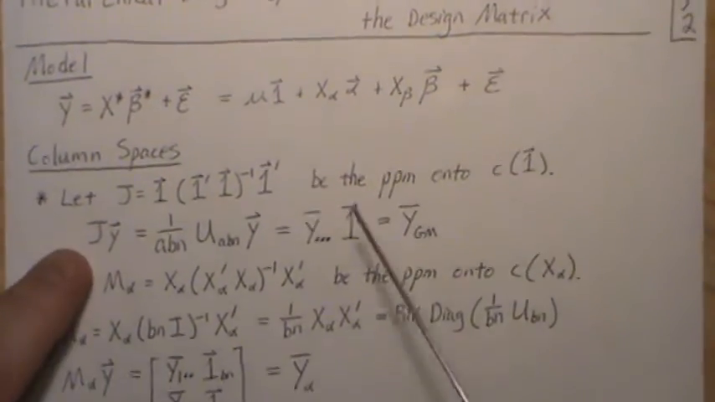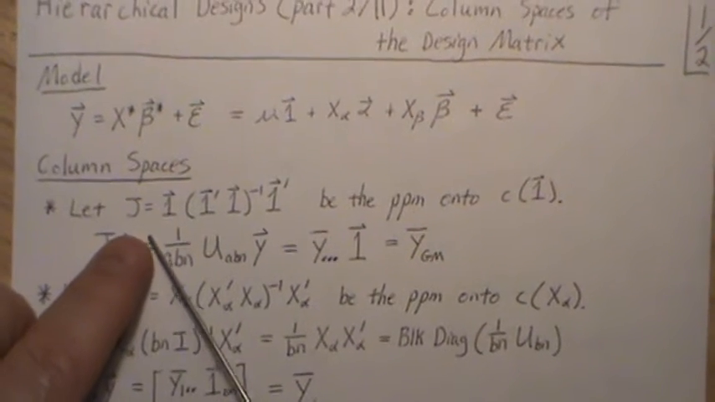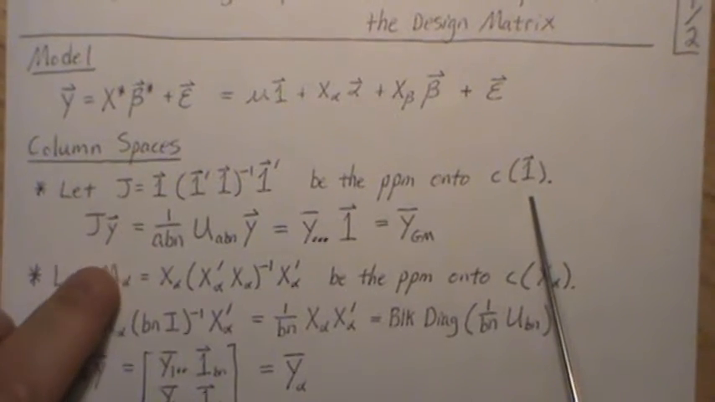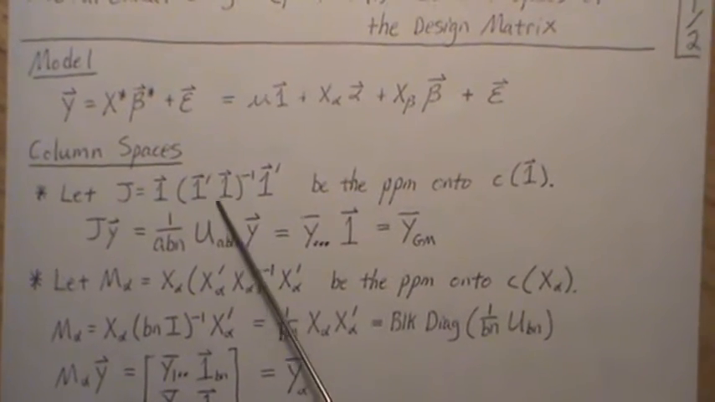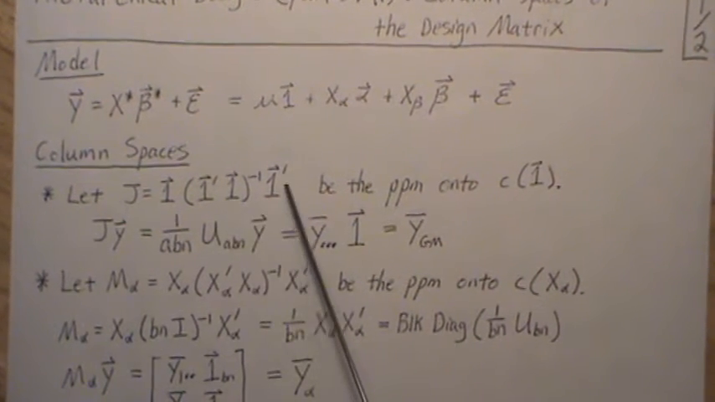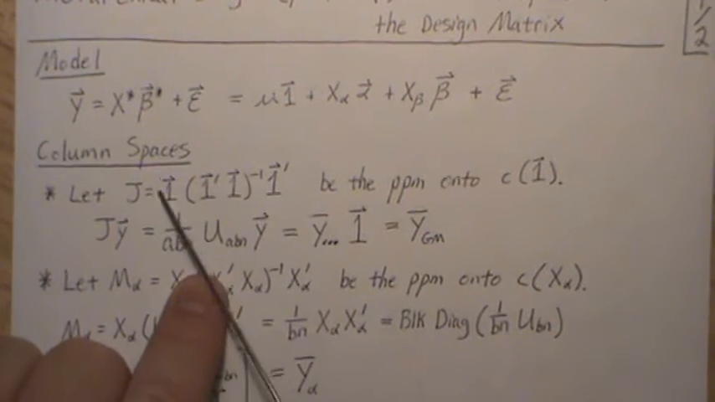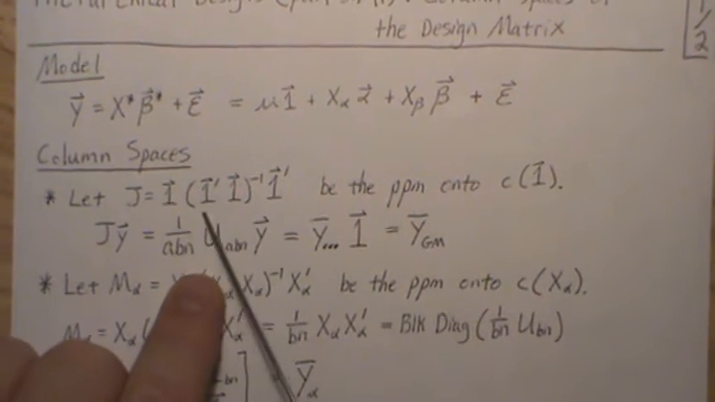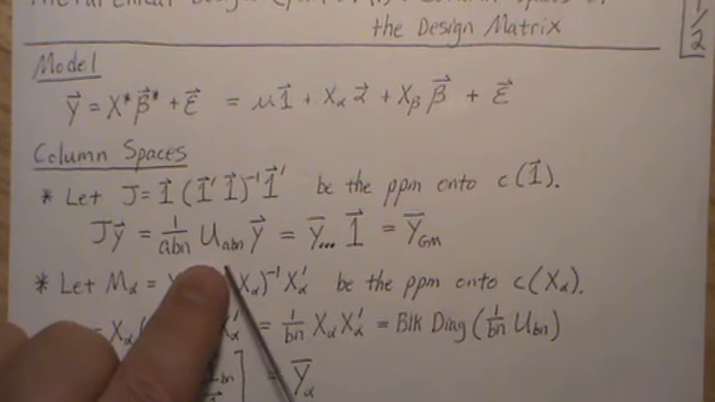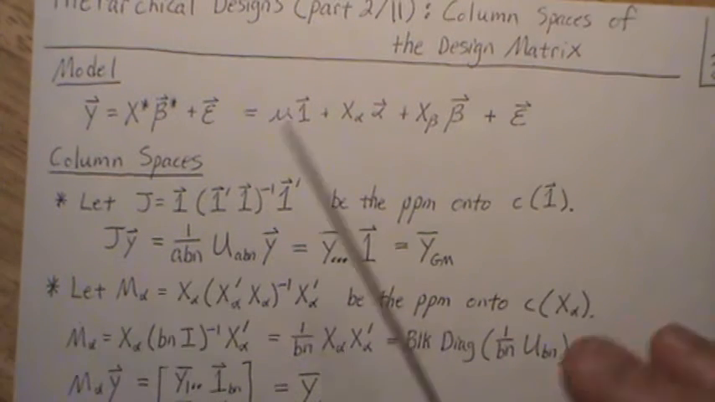So if we look at the column spaces, we're going to let J be the perpendicular projection matrix onto the column space of ones. And this is how you define a perpendicular projection matrix. So if you take J times Y, then this piece here becomes this piece, and we have Y. And U is a matrix of all ones with size AB by N. Now if there's a number or an index up here, then it's not a square matrix. But if there's only one index, then U represents a matrix of all ones.